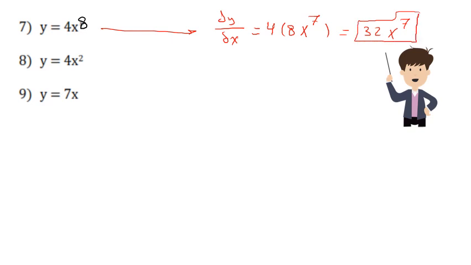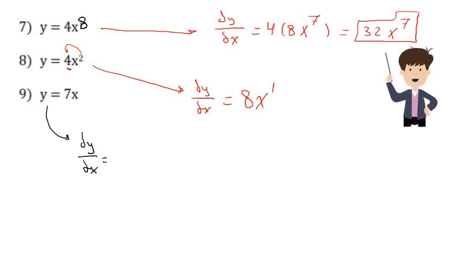32x to the power of 7. For the second one, I wanted to find dy by dx. Directly, I can put down the exponent multiplied by 4, so 2 by 4 is 8, taken from the exponent 1, so it's 8x to the power of 1.